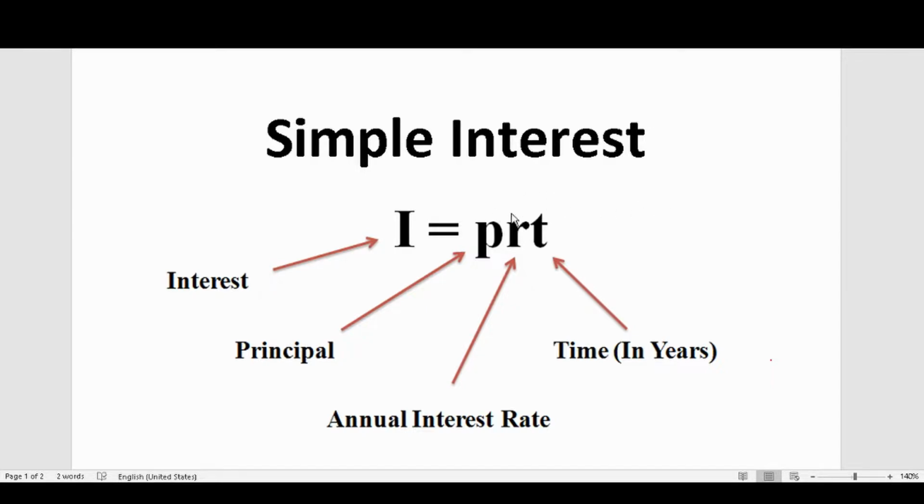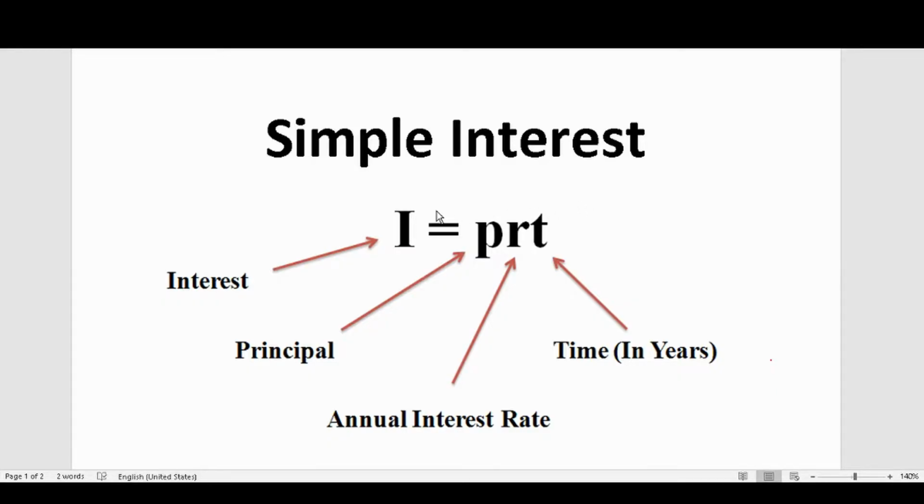Before I do that, however, I just want to mention this. As is the case with all the formulas I mention in my videos, you do have to commit this one to memory since you're not allowed to use a formula sheet on the ASVAB. Thankfully enough, and as you can see, this formula is pretty easy to remember. It's I equals P times R times T, where I stands for interest, P stands for principal, R stands for the annual interest rate, and T stands for time in years.